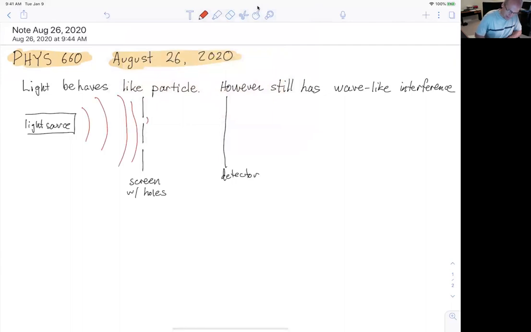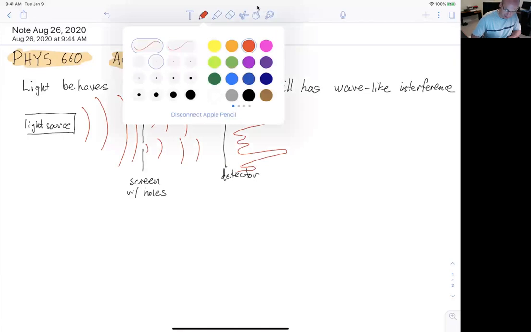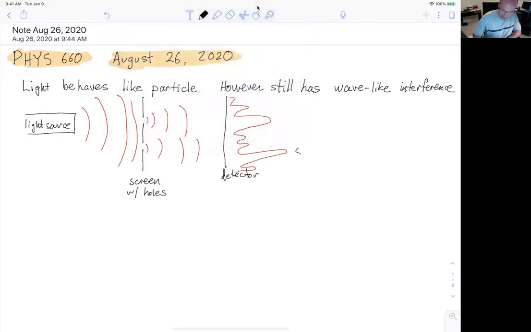Some of it makes it through the holes. And then on the detector screen, you get an interference pattern, which, depending on the relative size of the slit holes and the distance between them and the wavelength of the light, might be something like this. The important thing is just that it has interference peaks and valleys. So the interference can be constructive and destructive.